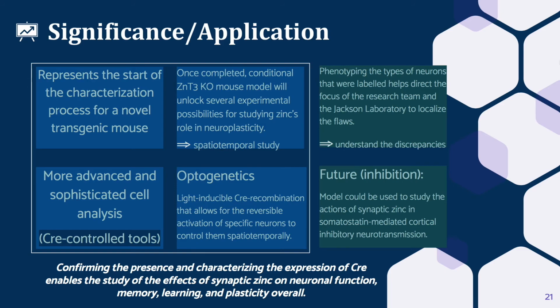Once completed, this conditional knockout model will unlock several experimental possibilities for studying zinc's role in plasticity. Researchers will have the opportunity to study the role of zinc at certain times in a mouse's lifetime and in certain brain structures. Sophisticated cell analysis will be able to be performed with Cre-control tools like optogenetics. Optogenetics will allow for the use of light stimulation to spatiotemporally excite and inhibit neurons to control the activity of these zinc-containing neurons.